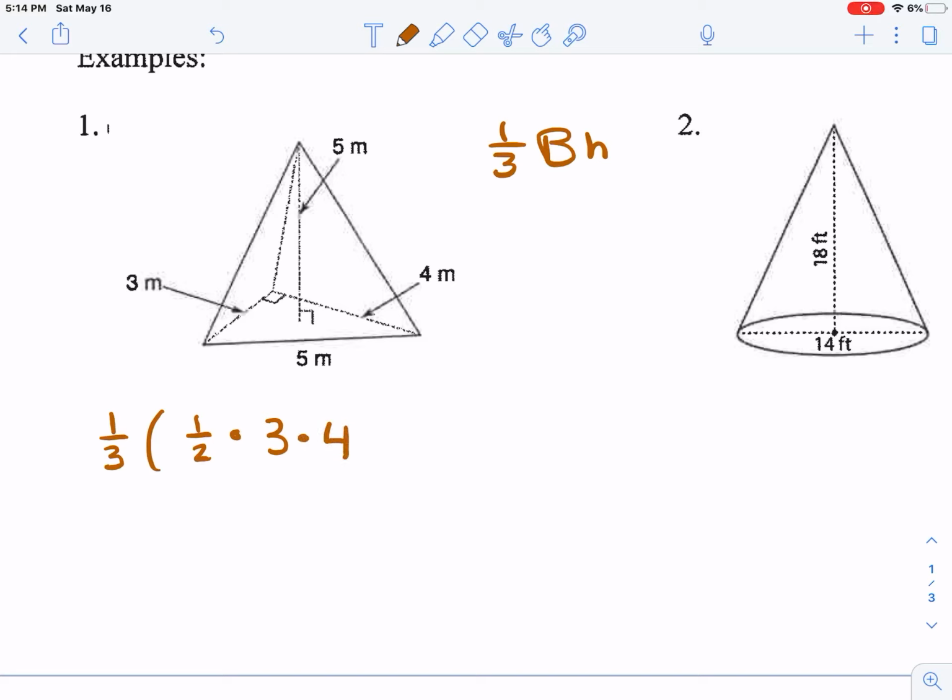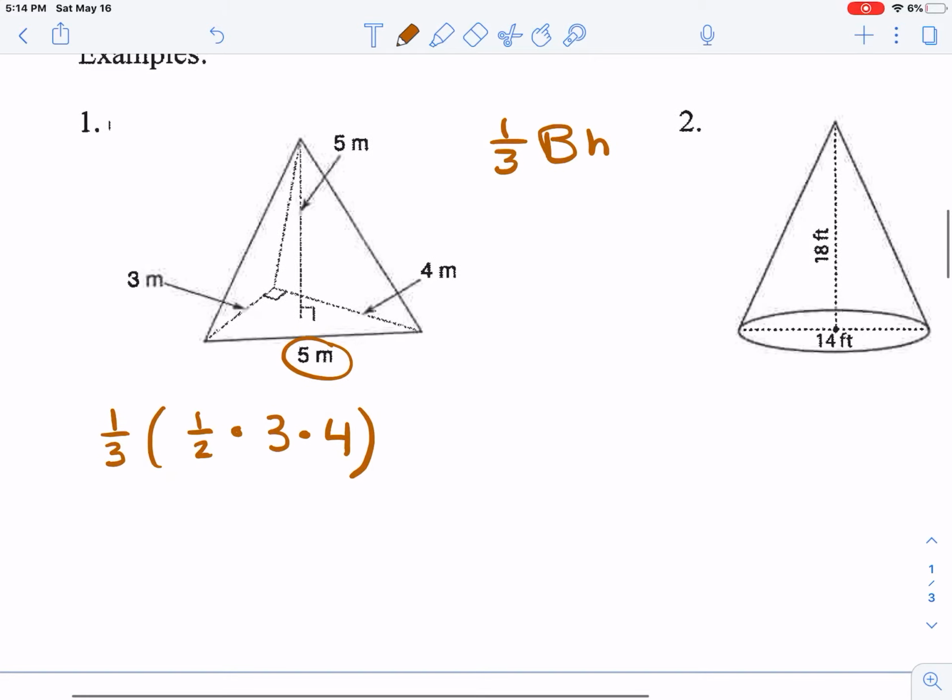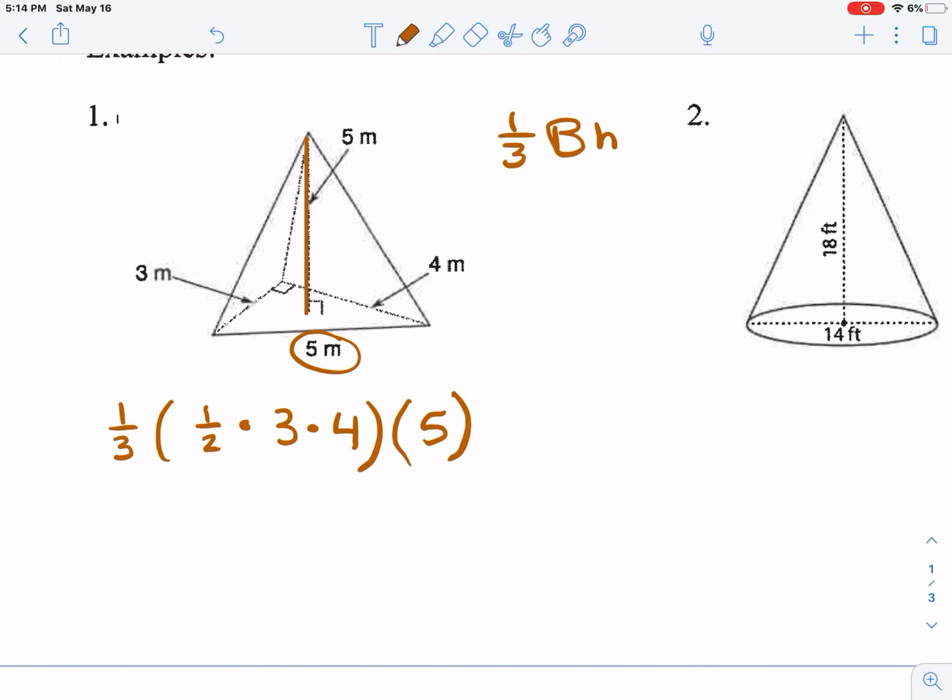5 there is our hypotenuse, so we're not even going to worry about that for this problem. And then we want to multiply by the height of the entire pyramid, not the height of the base triangle. In this case, we can see that our height is perpendicular to our base, which has a length of 5. So when we put that in, we should get 10 meters cubed.